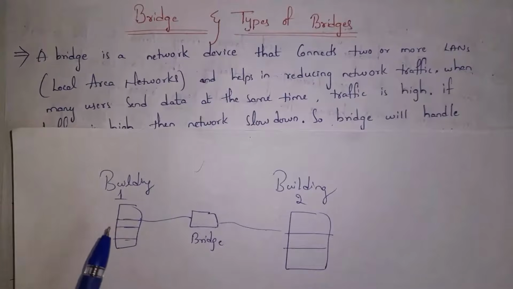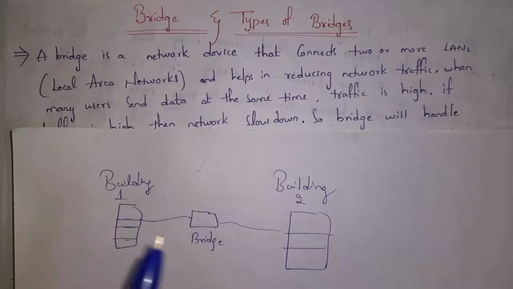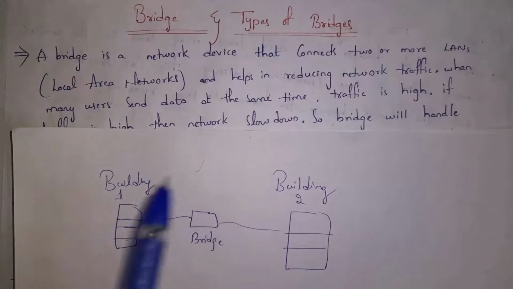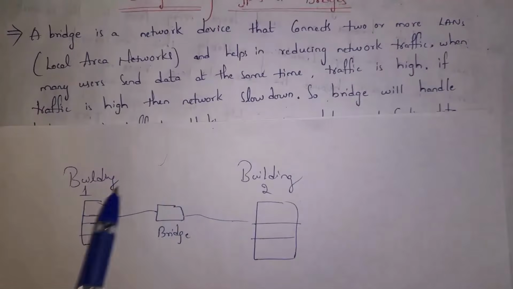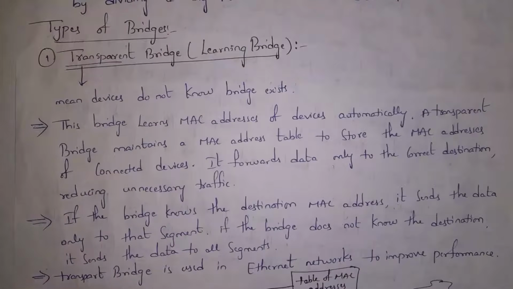Guys, if we connect these two buildings directly without a bridge, then these two buildings are considered as only a single network. As both buildings are connected directly, many devices will communicate with each other in the network, so traffic will be very high. If traffic is high, the network performance decreases. That is why we need a bridge. A bridge will divide our network into two segments. A bridge will handle traffic and performance increases. Guys, bridges are classified into three types. And the first one is the transparent bridge.